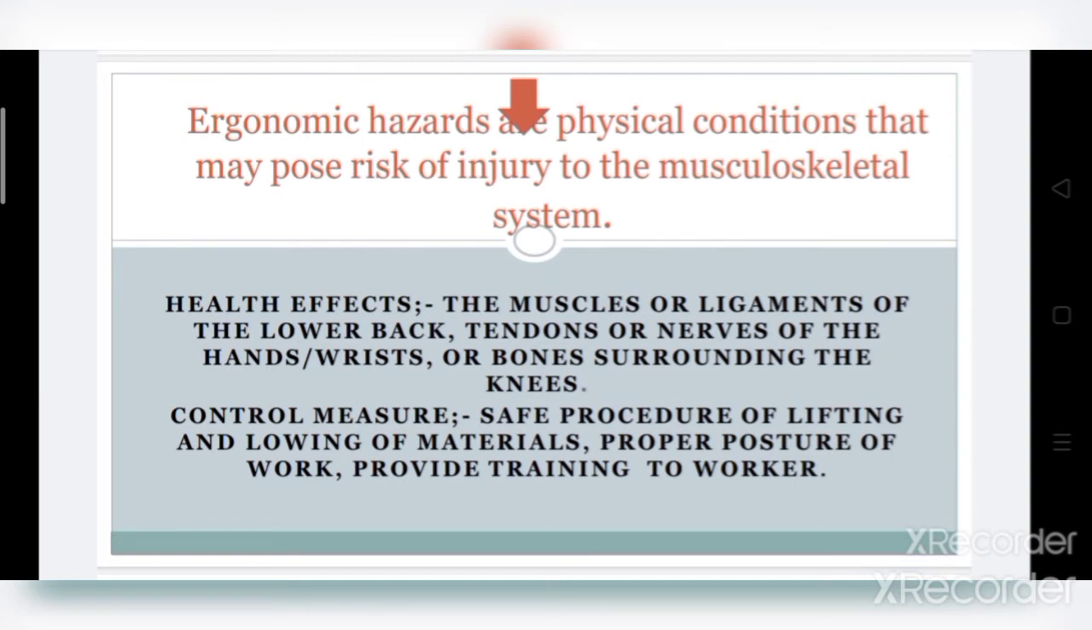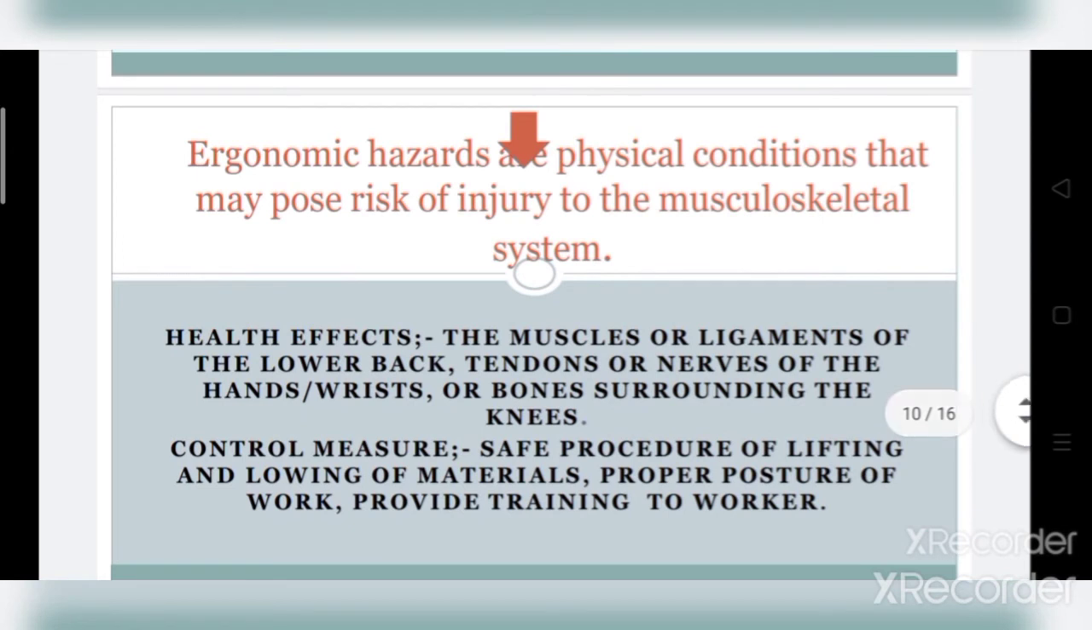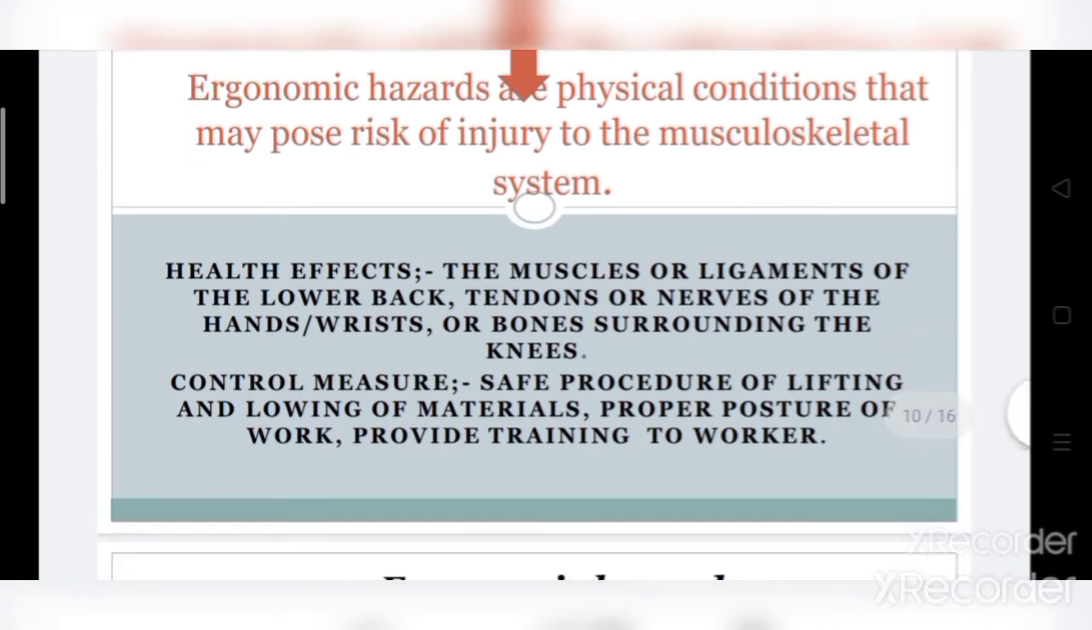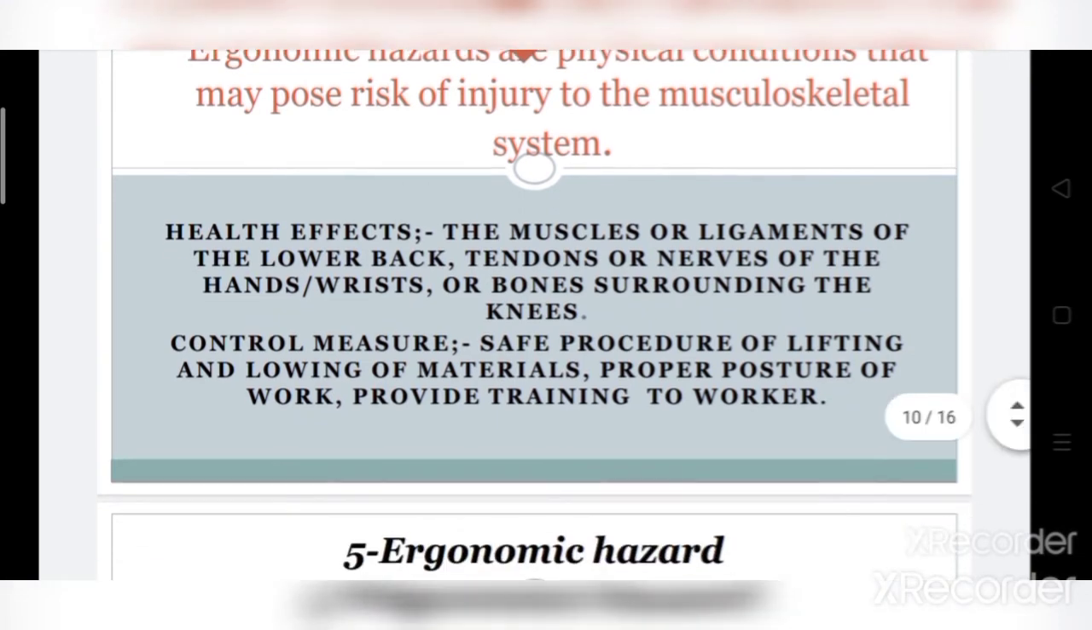So for control measures of the ergonomic hazard, the first thing is that in construction and other industries, many workers are working on shifting material from one place to another. If they do not shift the material by a proper process, then they are affected by ergonomic hazards. So for the lifting and lowering of material, proper posture of the worker is required. So we give training to these persons to protect themselves from ergonomic hazards.